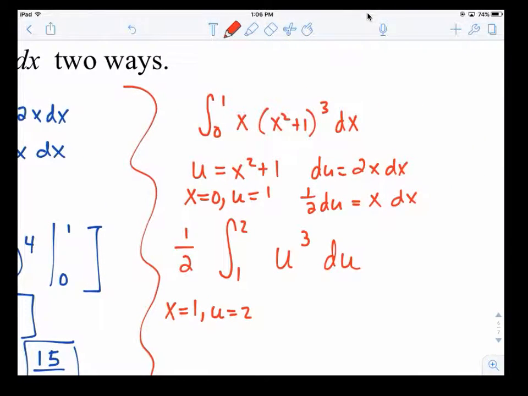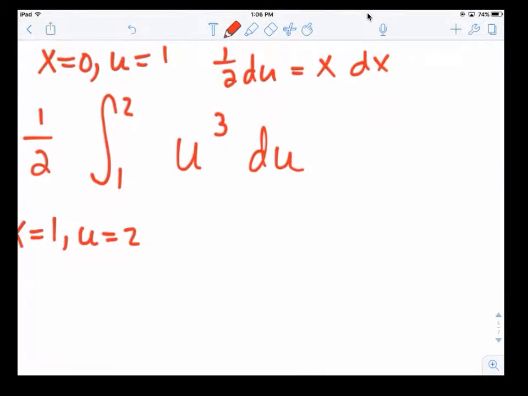Since 0 is on the bottom, its u value is going to go on the bottom, and this one is going to go on the top. So now we can just integrate this. Now we don't have to plug x squared plus 1 back in.